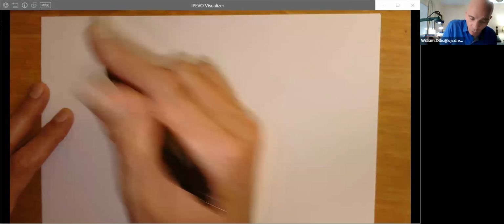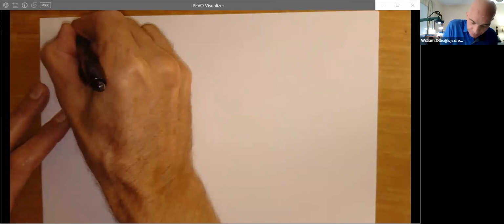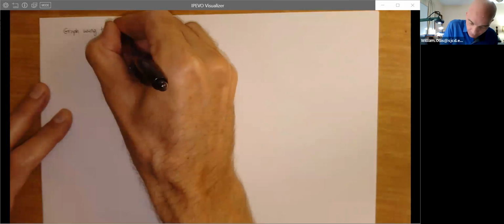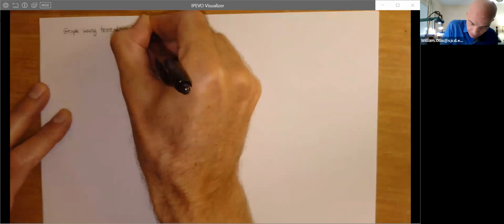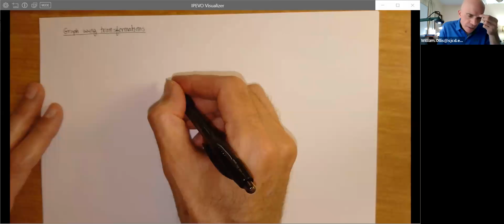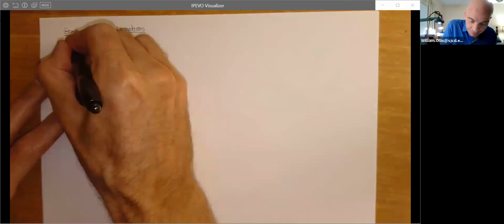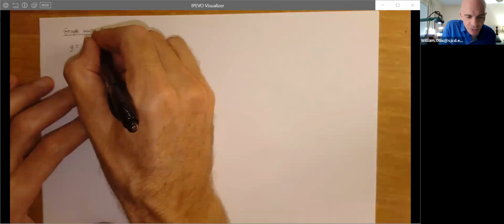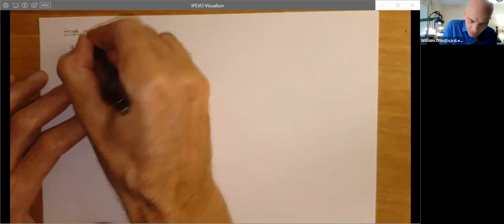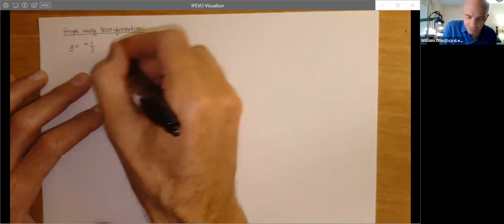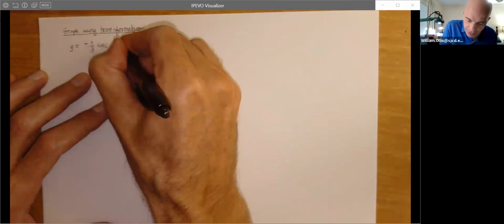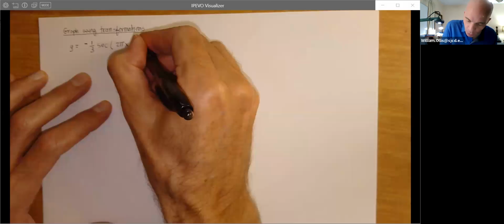And let's look at that. So what I want to do is say graph using transformations. Let's do y equals negative 1/3 secant of 2 pi x minus pi. I'll just go ahead and throw in a negative, to do one more transformation. So we're just kind of throwing everything in here.